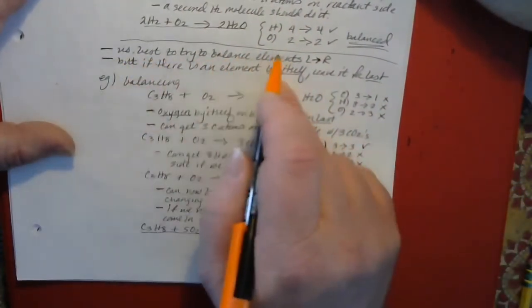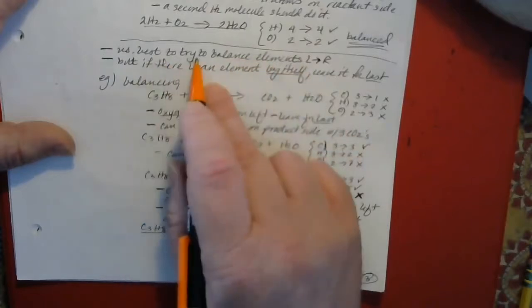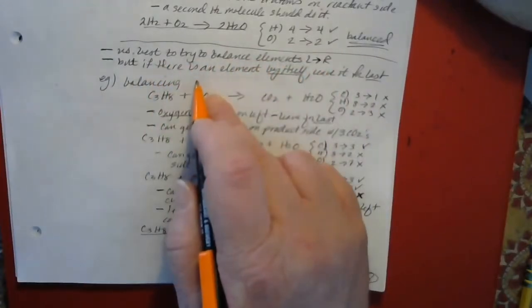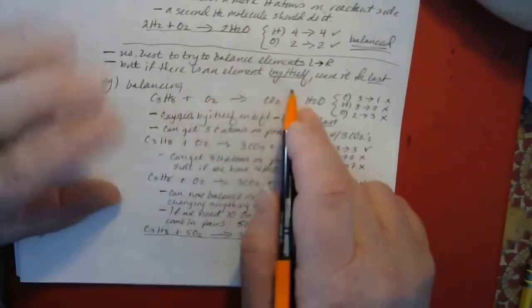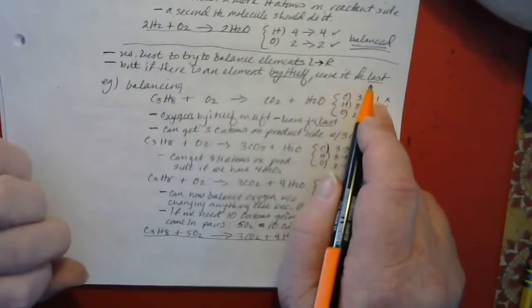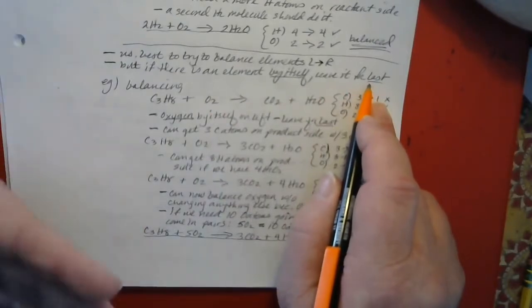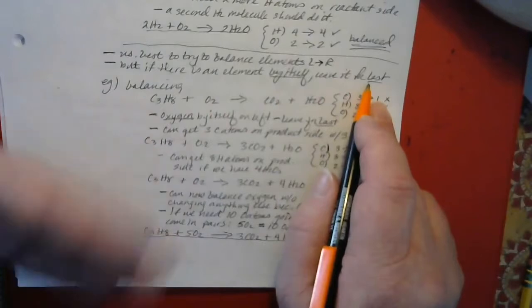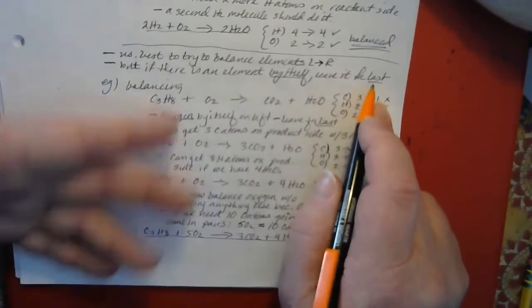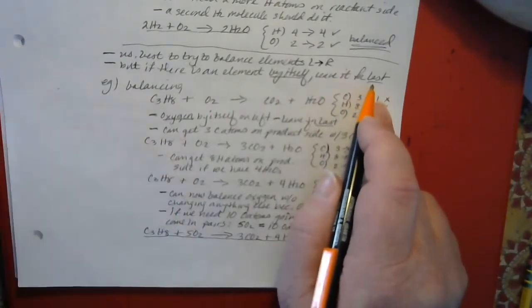Okay, as I said, normally you try to balance elements left to right. One exception would be if there's an element that is by itself, that is not bonded to anything else, not in a compound, you would definitely want to leave that element for last. Because if that element is by itself, that means that you can fix any imbalance in that element without throwing anything else out of balance.